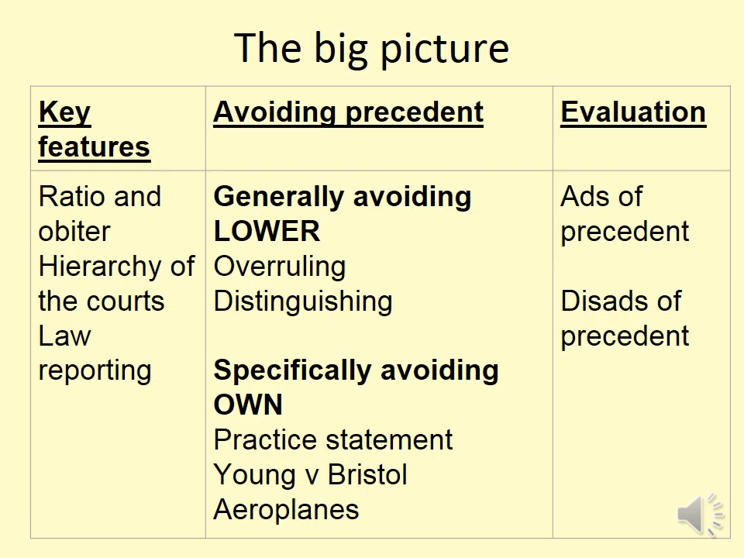The second question is always to do with avoiding precedent, and it can take a general stance and ask you to discuss overruling and distinguishing generally. Or it can ask you to look at avoiding precedent specifically, which is to do with the practice statement for the Supreme Court and Young and Bristol Aeroplanes for the Court of Appeal.